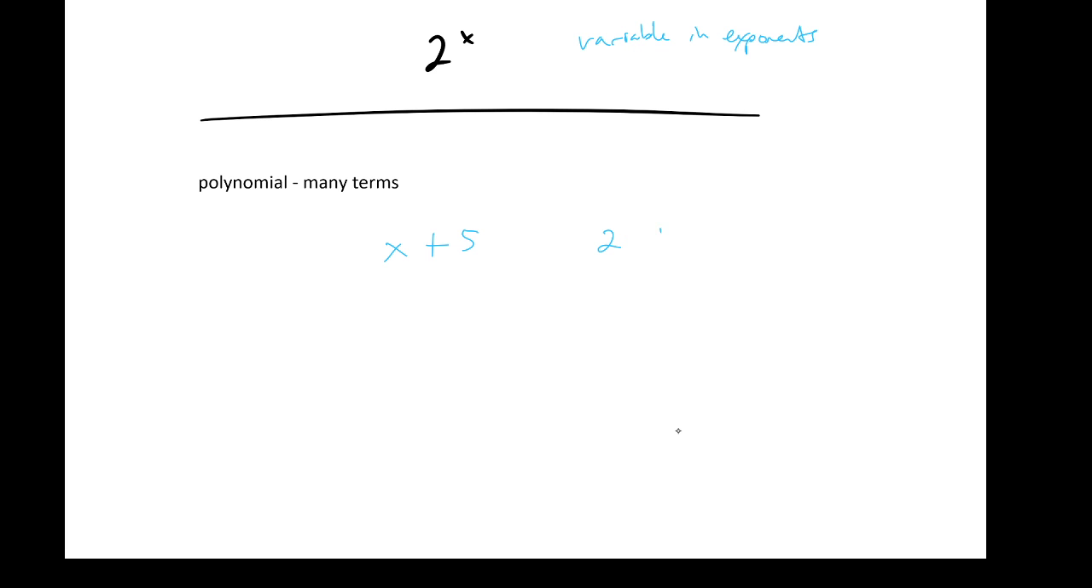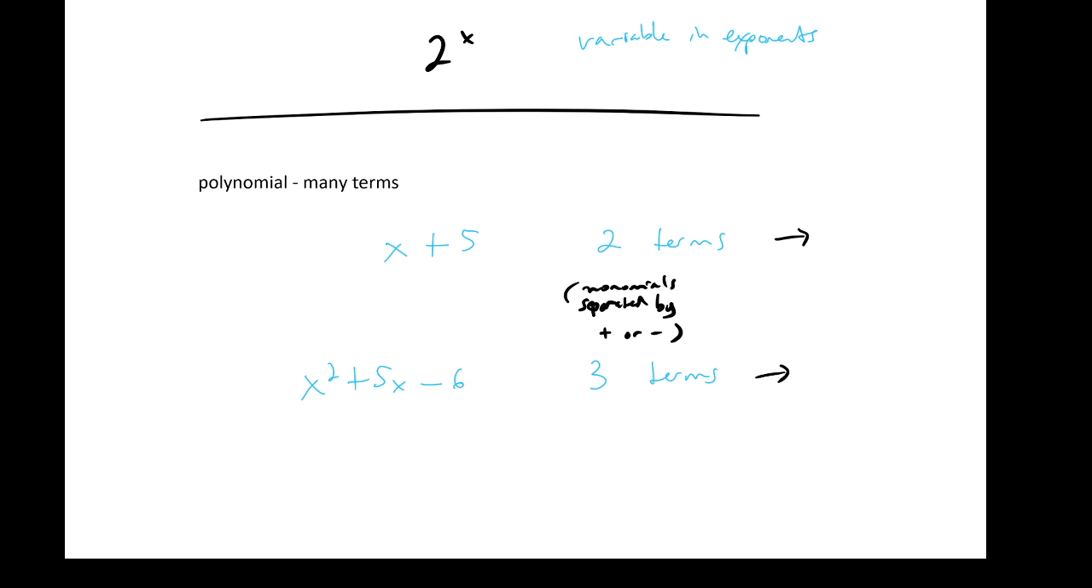Let's separate this a little bit more. And then here's another one, x squared plus 5x minus 6. And this has 3 terms. Again, all of these are separated. These are monomials separated by a plus or minus. Okay? 2 terms.